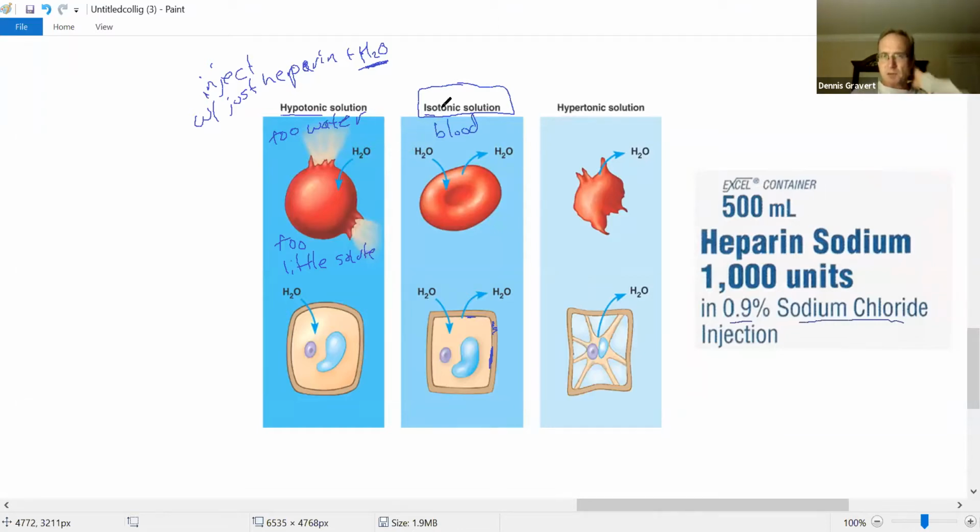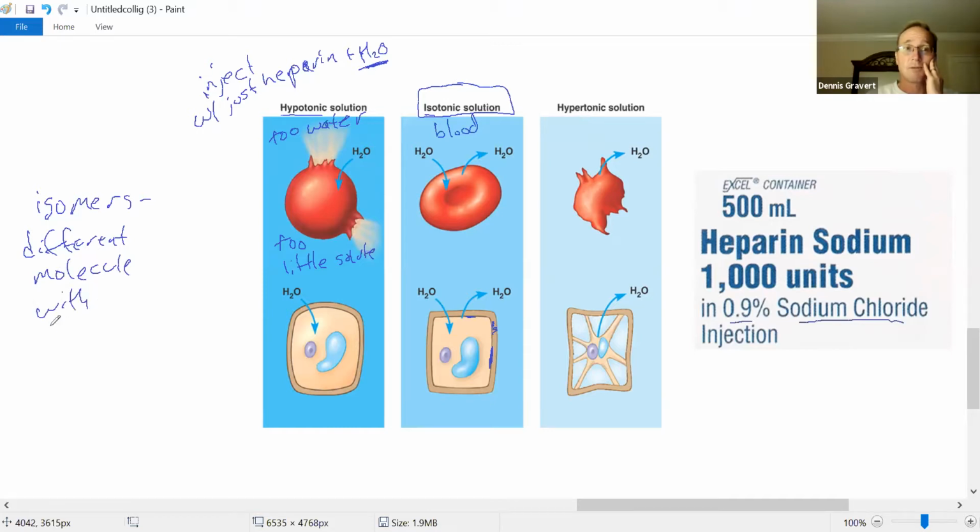How are we going to remember these words? Isotonic reminds me of isomers. So did we talk about that? Isomers are different molecules, but they have the same chemical formula. And there it is, the word same.